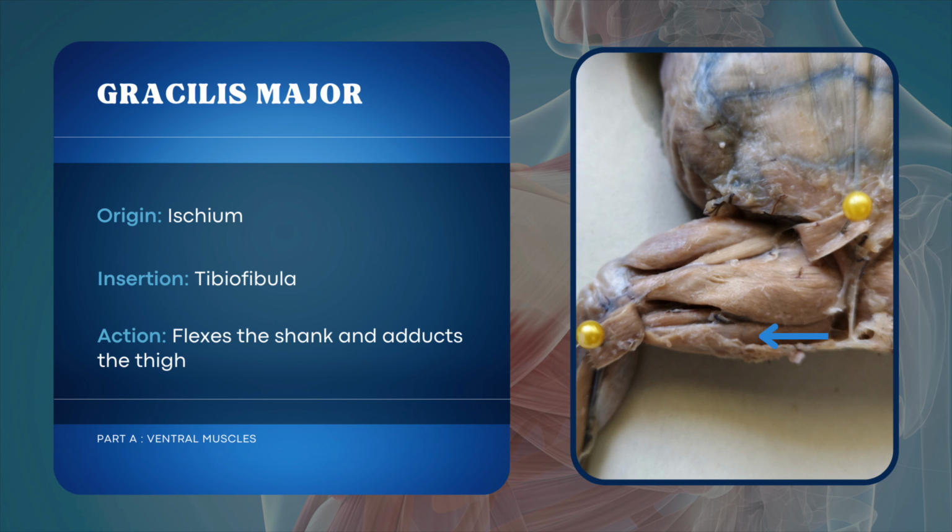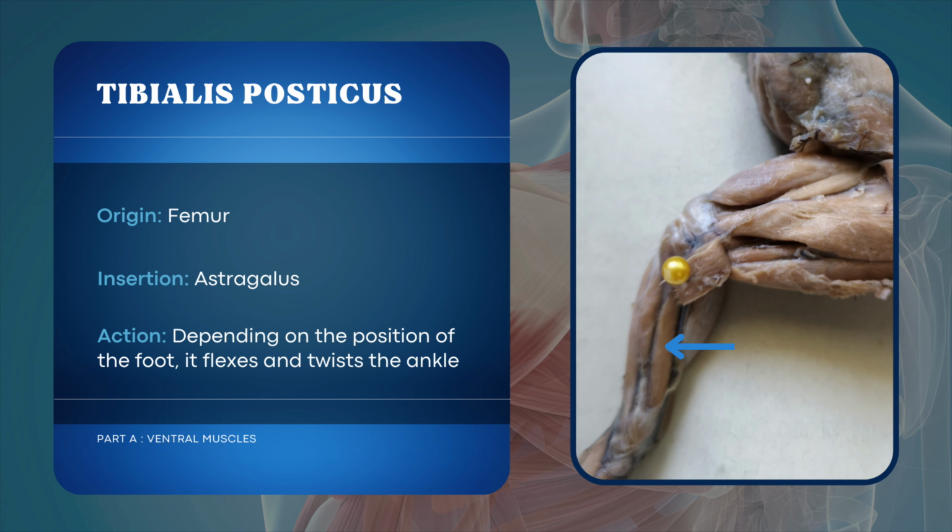Next, we have gracilis major. Its origin is in the ischium, and its insertion, on the other hand, is in the tibiofibula. It flexes the shank and adducts the thigh. Tibialis posticus origin is in the femur. Its insertion is also in the astragalus, and its action depends on the position of the foot. It flexes and twists the ankle.